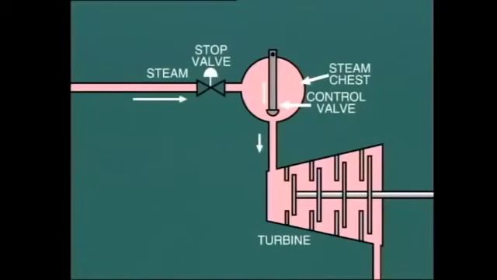In the most simple arrangement shown here, we have one control valve, which, depending on its setting, allows more or less steam to flow into the turbine from the steam chest. When the turbine's stop valve is open, the steam chest is charged with steam directly from the boiler.